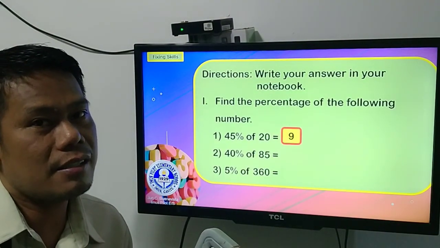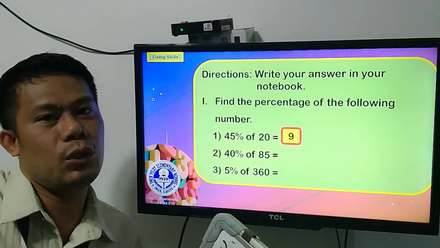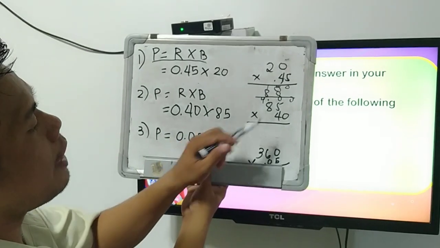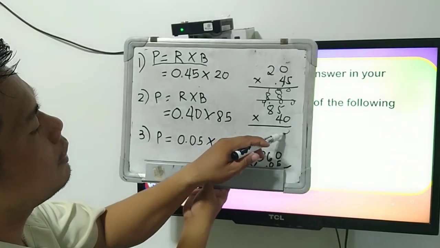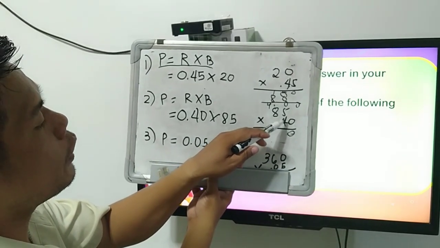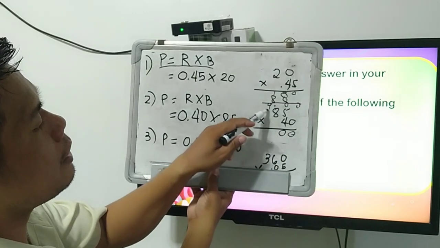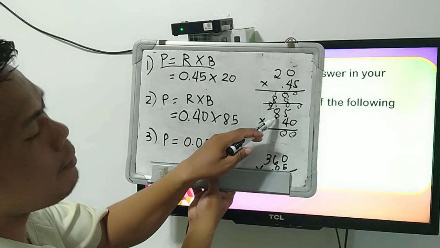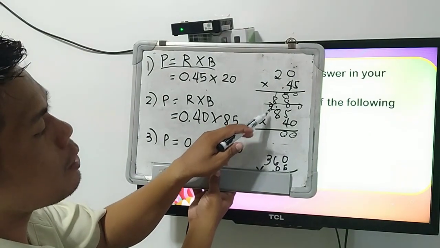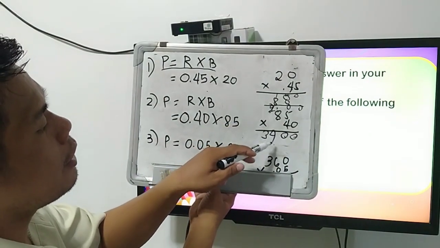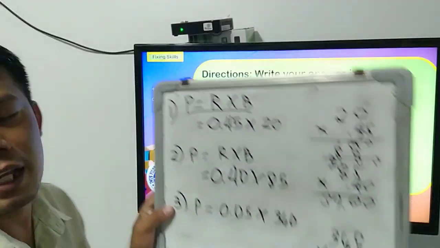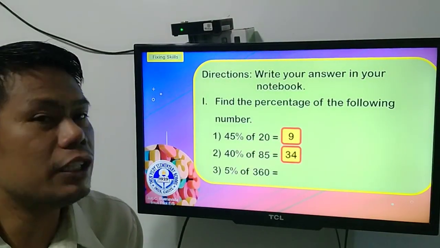Who got the correct answer? Alright, next, for number 2, we have 40 hundredths times 85. So bring down 0. Then 4 times 5 equals 20. Bring down 0. Carry 2. We have 4 times 8 equals 32 plus 2, 34. Then the decimal places is 2. So we have 34. So the answer is 34.